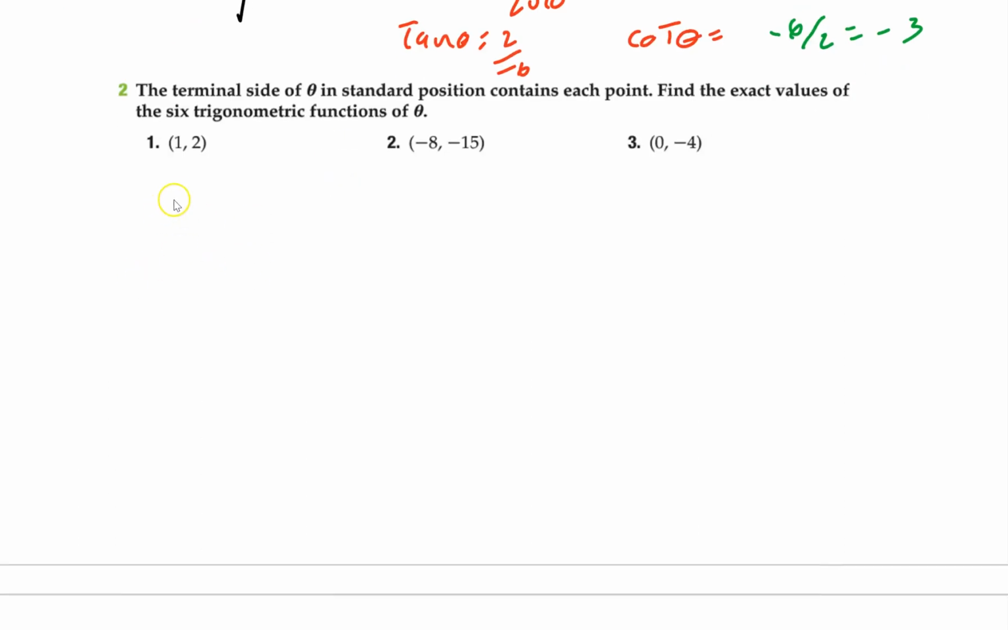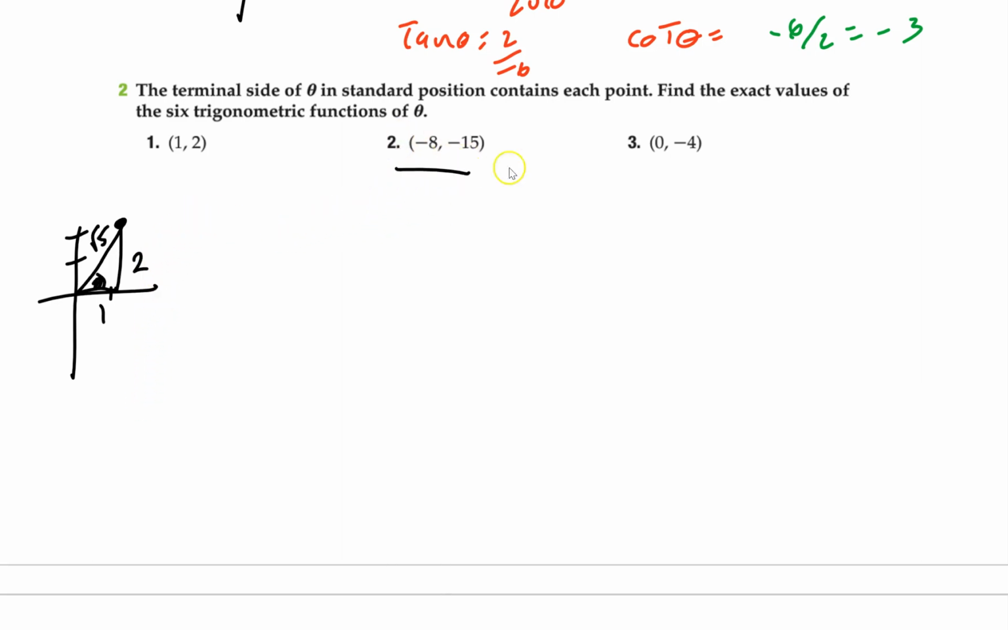So this first one here, 1, 2. Let me draw where 1, 2 is. Here's 1, and 2, so it's right there. Then we go straight down and make a triangle with the origin. This is the angle we're talking about. Notice we went over 1 and up 2. If I wanted to find the hypotenuse, a squared plus b squared equals c squared, it would be radical 5. And then you just do the 6 trig functions. It's getting a little tedious, so I'm going to skip that part.